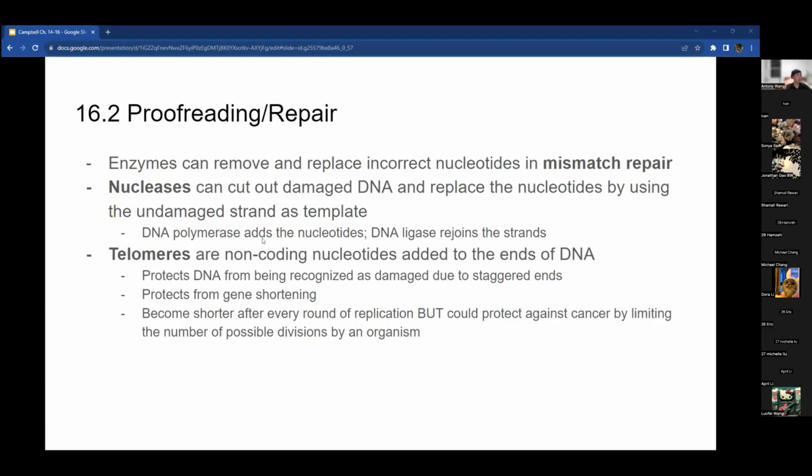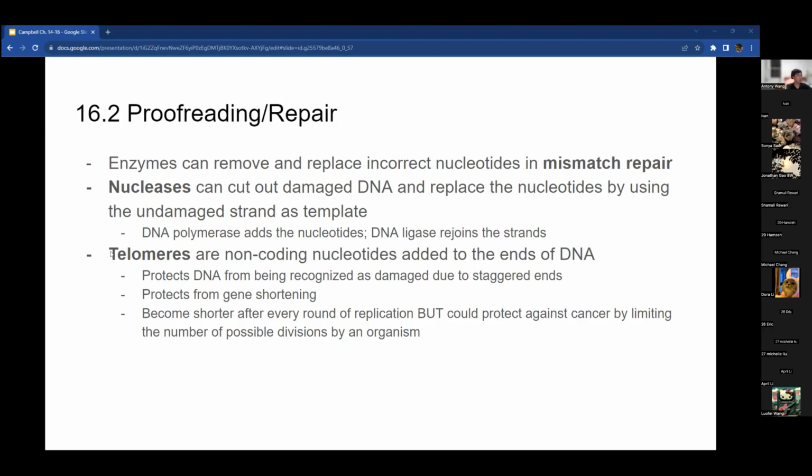Cut out damaged DNA, replace nucleotides using undamaged strands as template. So after they cut out that section of DNA, polymerase comes in and uses the strand that's undamaged, and replaces and uses nucleotide pairing to rebuild the DNA.